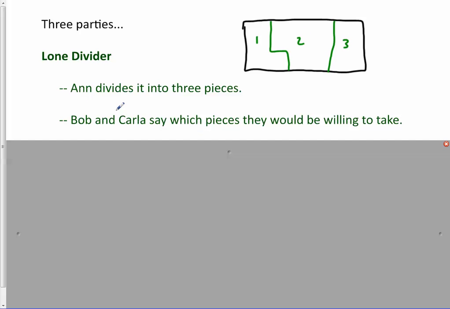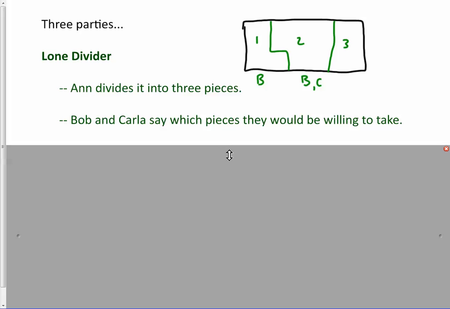Now, the other two people, Bob and Carla, each declare which pieces they would be willing to take. So maybe Bob says, I would take 1 and I'd take 2, but I'm not going to take 3. I don't like that piece. And Carla says, I only want to take 2. I don't like 1 or 3. Okay, so let's just suppose that's what it comes out to be, just as an example.